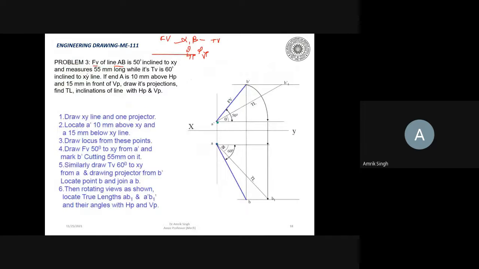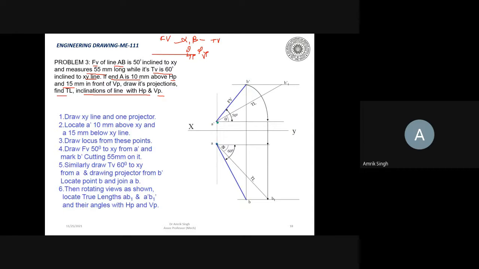So and the true length is given as 55 long, while its top view is 60 degree inclined to XY line. If the end A is 10 millimeter above HP, ठीक है, and 15 millimeter in front of VP, draw its projection, find the true length and inclination of the line with HP and VP. ठीक है. So इसमें देखिए फ्रंट व्यू का मेजर दिया हुआ है. ठीक है, it is not the true length.